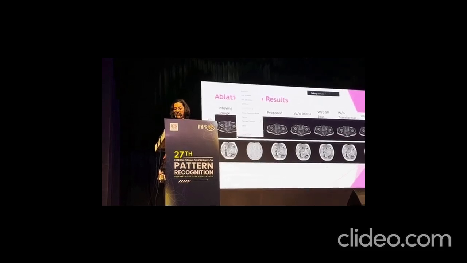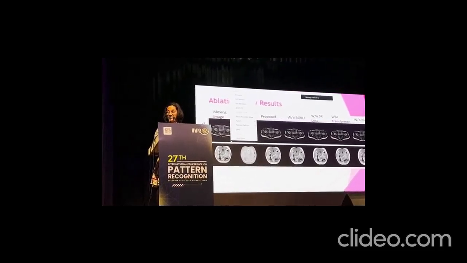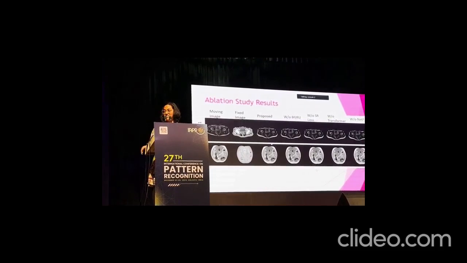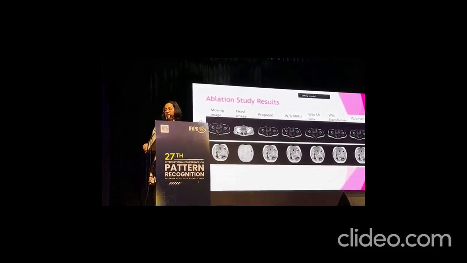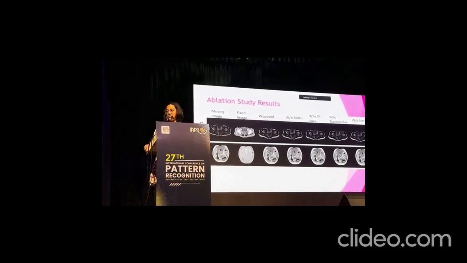Okay, so I have not done any pre-processing with rigid registration, so still it performs quite well without any affine transformation.